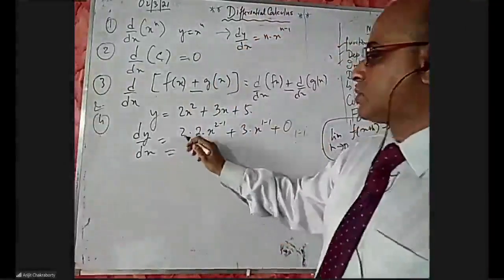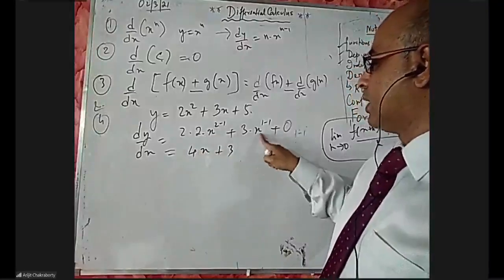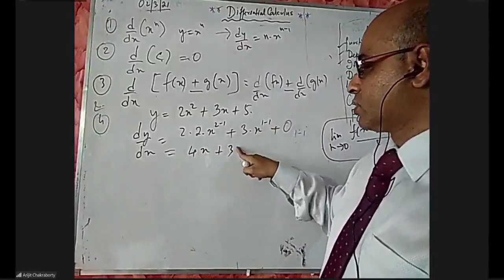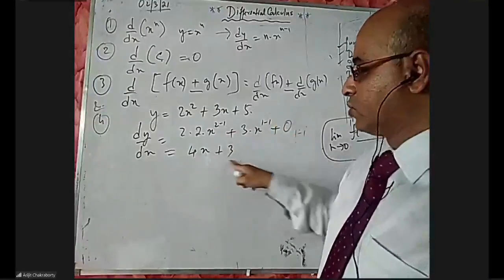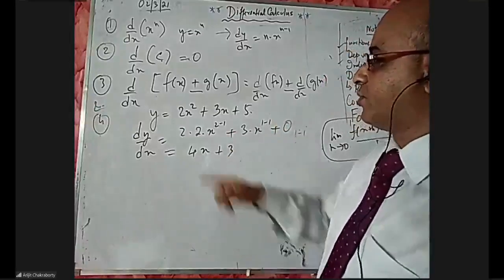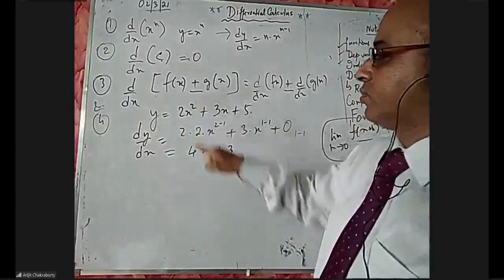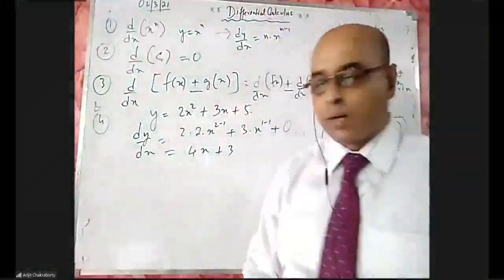So this becomes 2 2s are 4x plus 3. x to the power 1 minus 1 is x to the power 0, which is 1. So we get 4x plus 3. Right? So dy by dx of this particular function is 4x plus 3. This is an exam question. We will take one more.